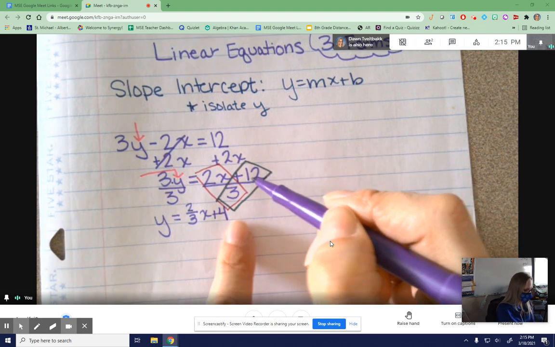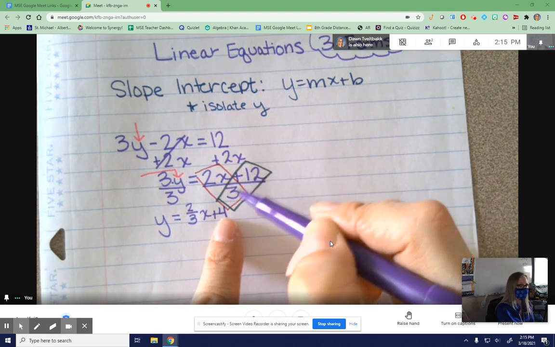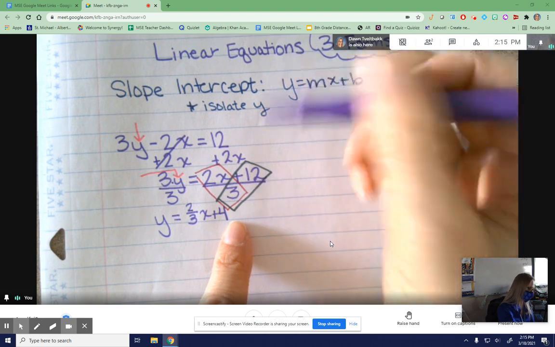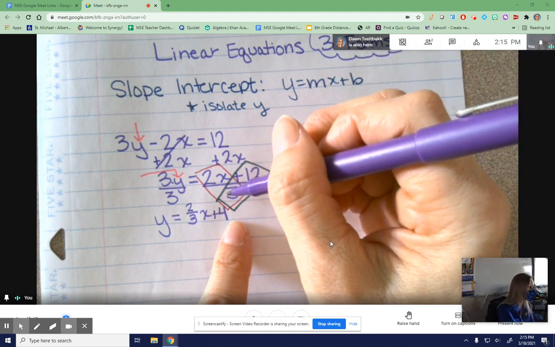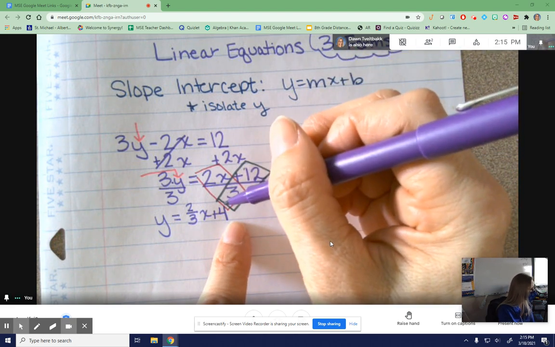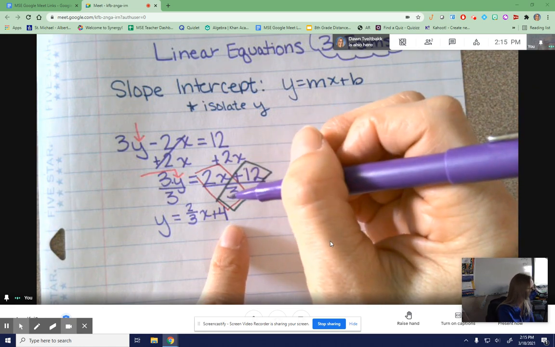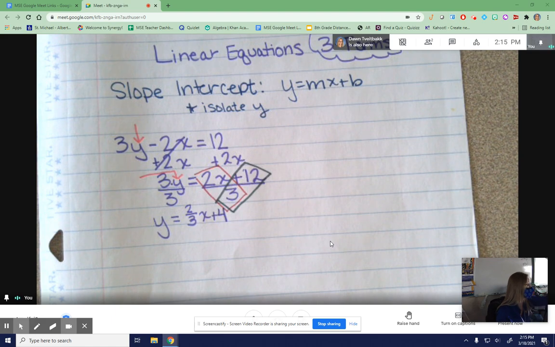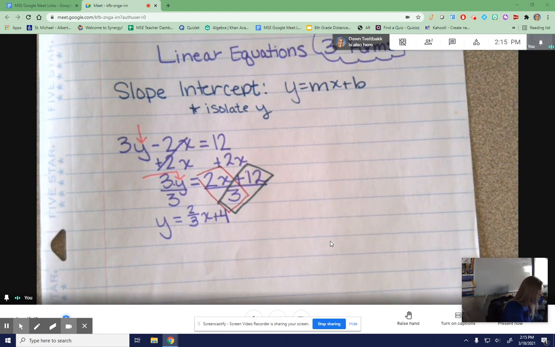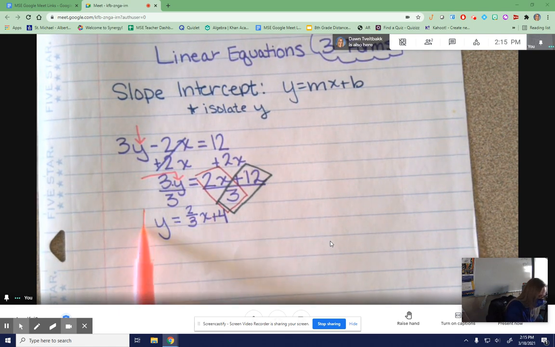Watch your signs in this kind of world right here. I have a tendency to drop my signs. So like if you had -12 over -3, that would be positive. If you had -12 over 3, that would be -4. Really watch your signs in this game because it's easy to lose them. This right here then would be your answer.